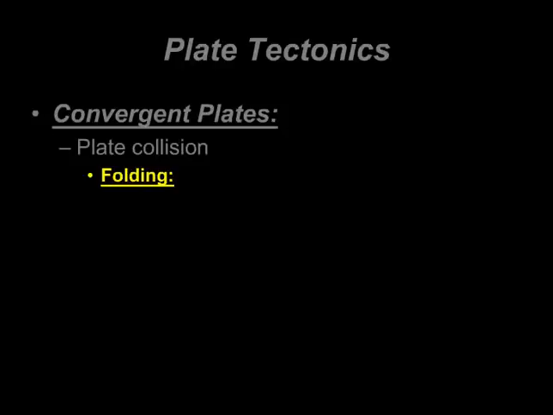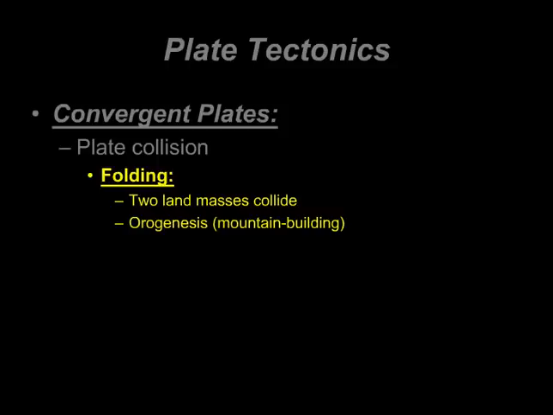Now, what happens when two continental plates collide with each other, or two land masses collide with each other? That's a key term called folding. Unlike subduction, which is ocean plate colliding with ocean plate, or ocean plate colliding with continental plate, here we have two continental plates, or two land masses colliding with each other, producing folding.